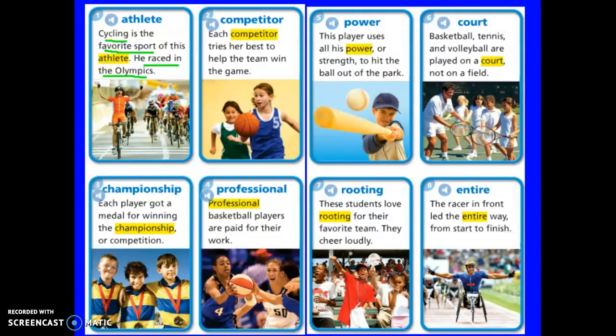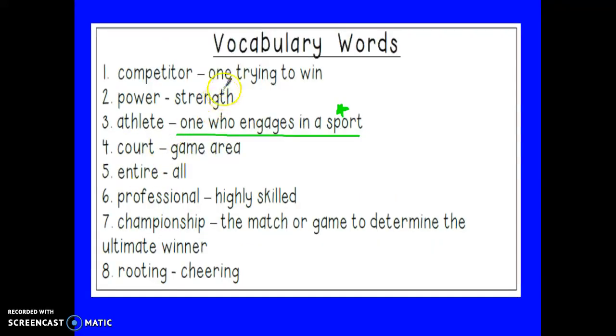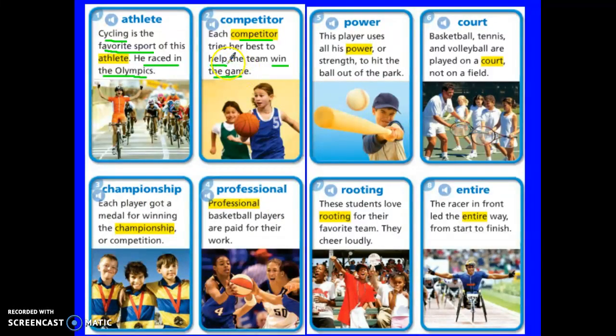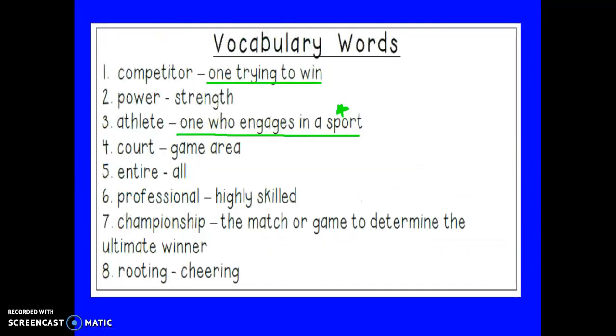Competitor. Each competitor tries her best to help the team win the game. Okay? So when we look for clues here in the text, each competitor tries her best to help win the game. So if someone's helping to win a game or an event, and those people are called competitors, that tells me competitors must mean something like someone trying to win. Just like in our text clues, it says it's someone who's trying to help win the game. Competitor is someone trying to win a game or a sporting event of some sort.